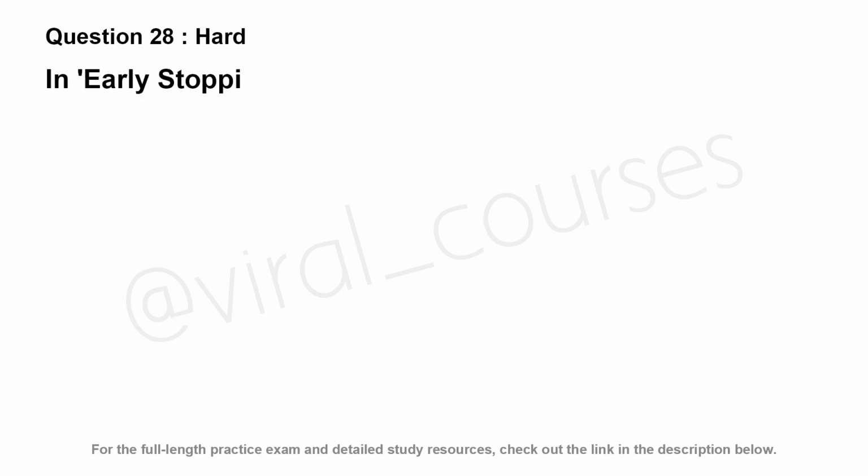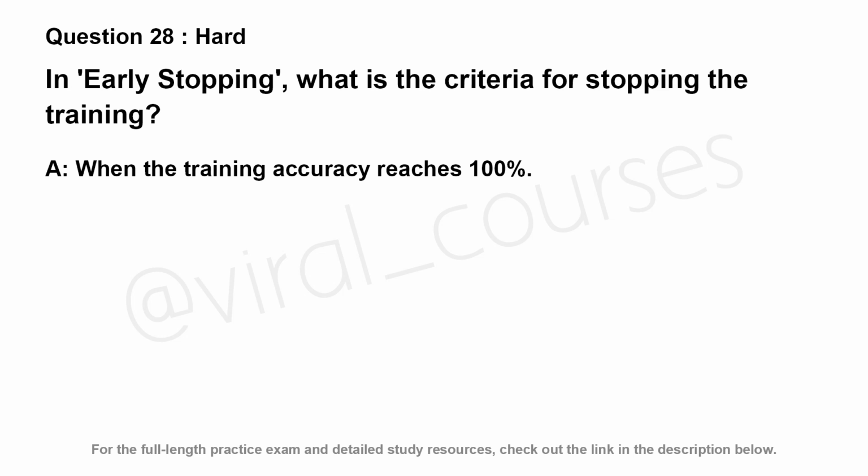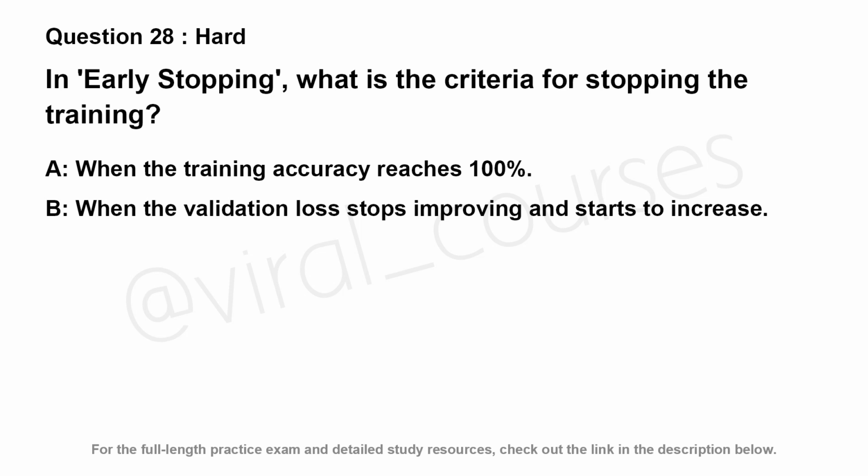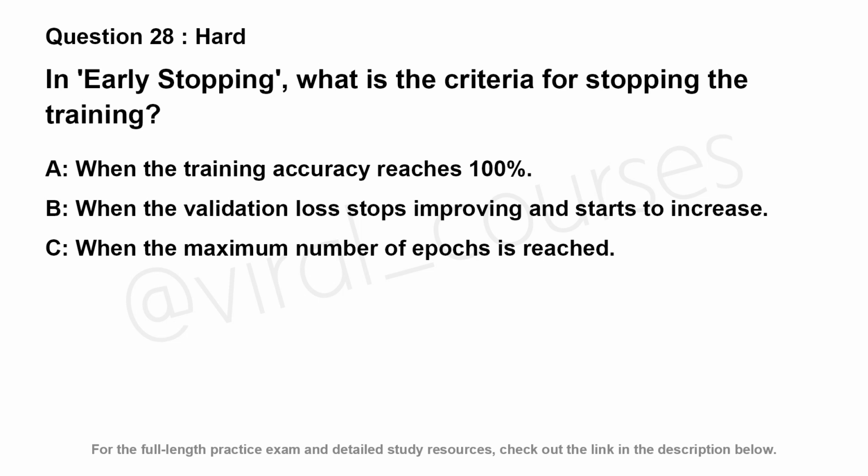In early stopping, what is the criteria for stopping the training? Option A, when the training accuracy reaches 100%. Option B, when the validation loss stops improving and starts to increase. Option C, when the maximum number of epochs is reached. Option D, when the learning rate becomes 0.